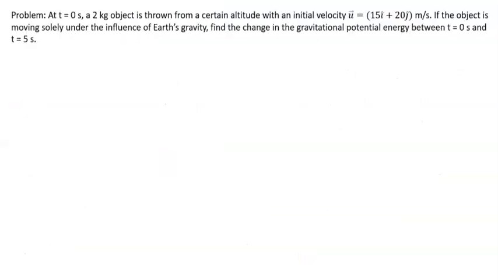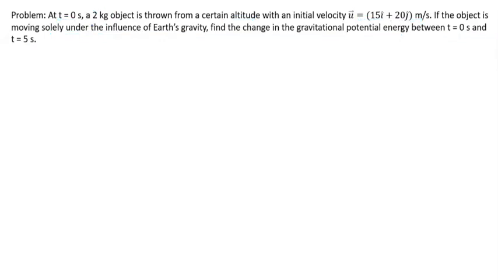Problem 3. At t equals 0 seconds, a 2 kg object is thrown from a certain altitude with an initial velocity given by that expression. If the object is moving solely under the influence of Earth's gravity, find the change in the gravitational potential energy between t equals 0 seconds and t equals 5 seconds.